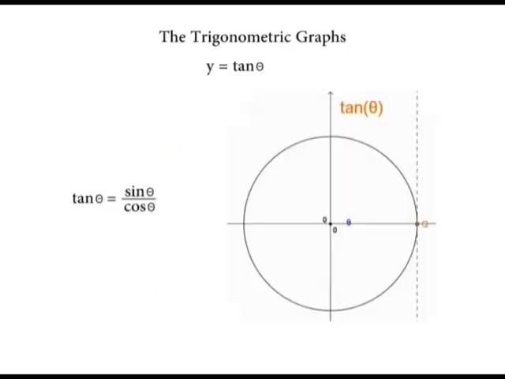Now let us do y is equal to tan theta. And tan theta is different and actually quite funny. In the unit circle, tan is equal to sine over cosine. Remember that? So when sine is increasing and cosine decreasing, then tangent increases like in the first quadrant. At 90 degrees, sine is 1 and cosine is 0. And so 1 over 0 is infinite, and so tan becomes infinite at that point.